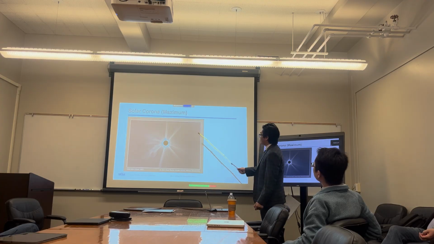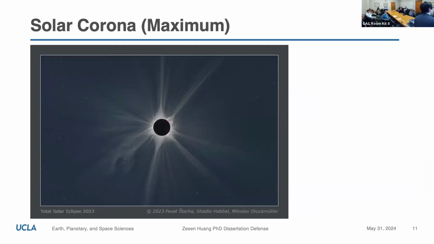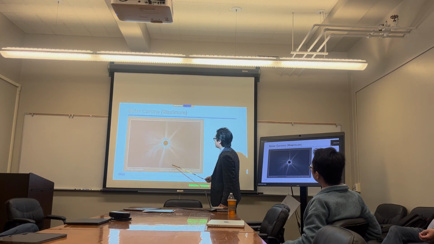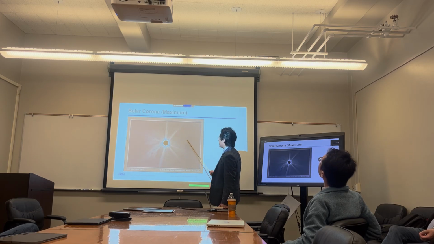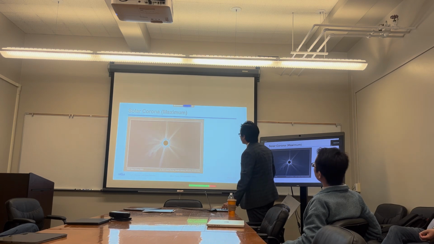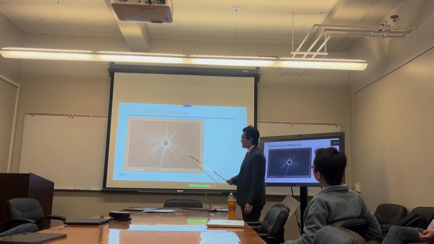However, this is the solar corona at maximum. This is the solar corona actually last year. You see, compared to solar minimum, there are coronal holes everywhere. All of these plumes are from coronal holes, and you have the streamer belt everywhere. The main difference is that this is solar maximum, which is the solar condition we are in now.